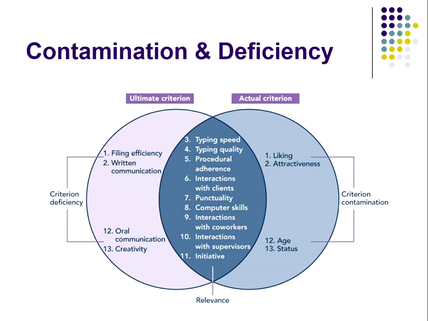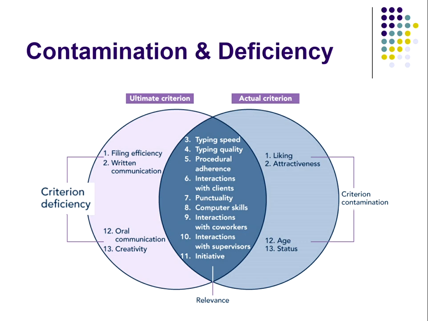And then we have some things over in the ultimate criterion that aren't being measured. Filing efficiency, written communication, oral communication, and creativity. We call that criterion deficiency. These aspects of the ultimate criterion are not being included in our measure. So the measure is deficient in that regard.